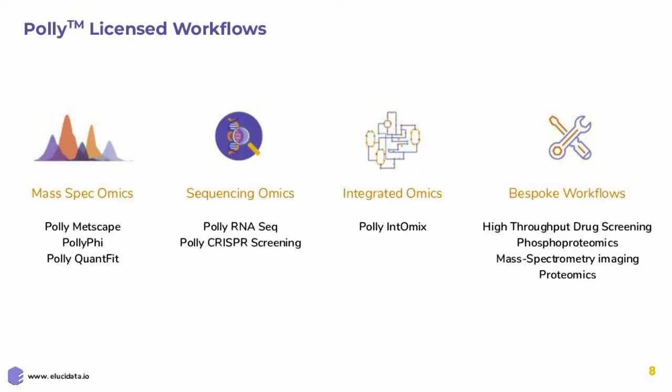Just to get a closer look into the workflows that we have right now, which are available for an annual subscription, they fall in 4 different classes. A bunch of workflows that we have built are around data that comes off mass spec instruments. We have PolyMetscape, which is focusing on untargeted metabolomics studies, PolyPhi for labeling tracer studies, and PolyQuantFit, which helps us quantify hundreds of metabolites in hundreds of samples in a matter of a few clicks.